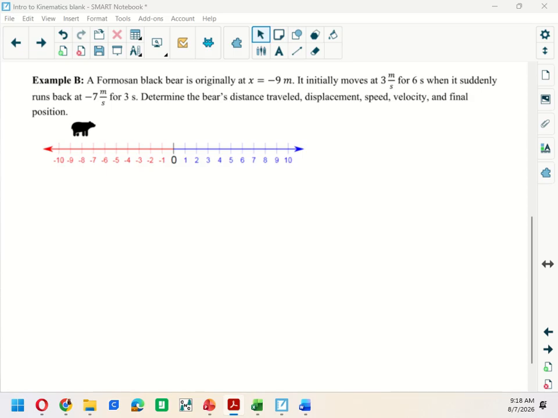Now let's go look at the bear. The bear started at -9. The bear ended at -12. What is that displacement? Just 3. Because it says distance from your starting location. So my displacement is 3.